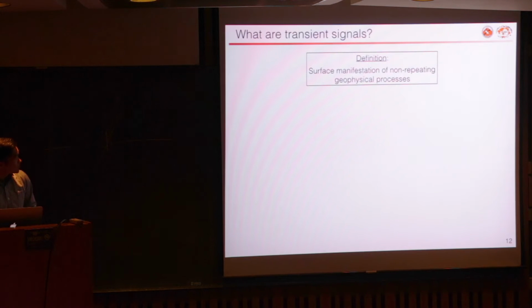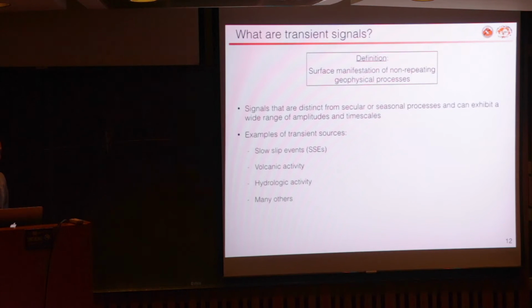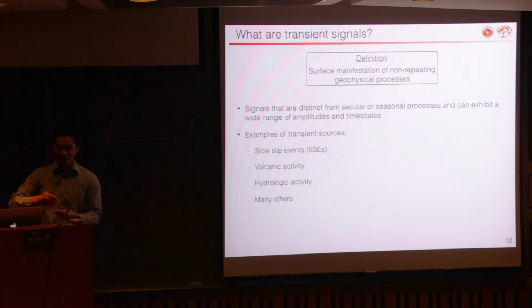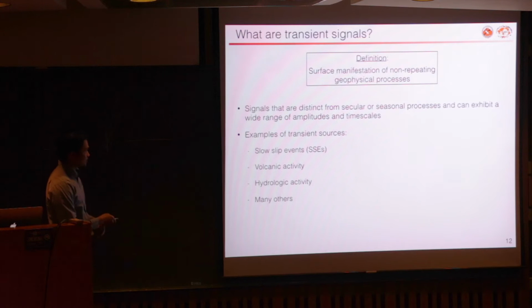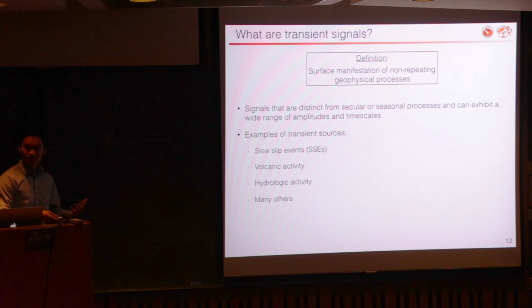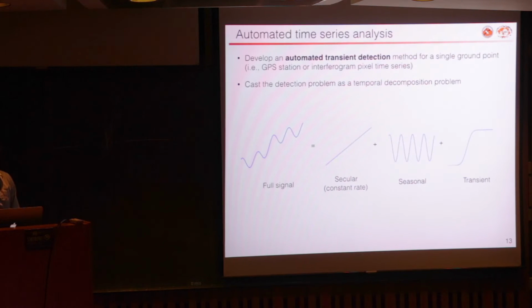And so all these three characteristics are very important and would aid us in detecting these signals. So what are transient signals? We define them as a surface manifestation of non-repeating geophysical processes. So basically that means these are signals that are not secular, not steady like plate motion, and not seasonal, these seasonal effects that you would expect to occur regularly. Some examples of transients are slow slip events, volcanic activity, inflation, deflation, or hydrologic effects, which we'll see when we look at the LA Basin, and many, many others.